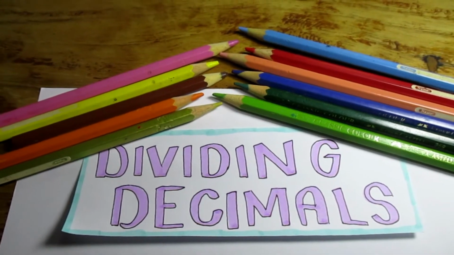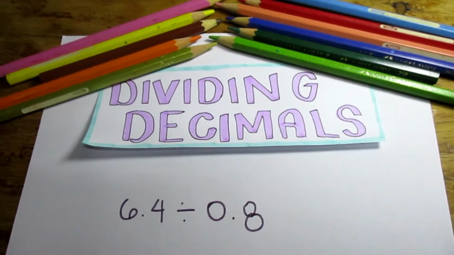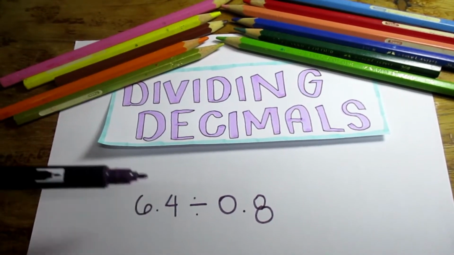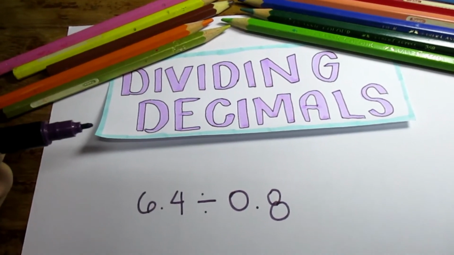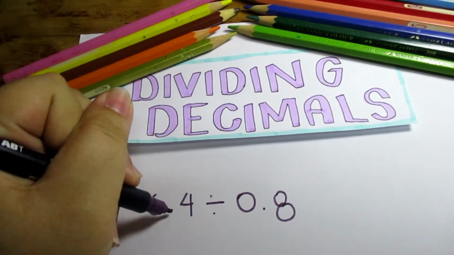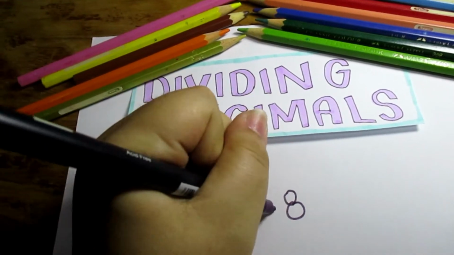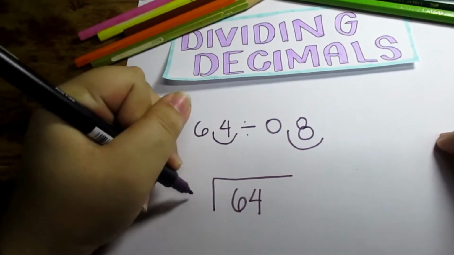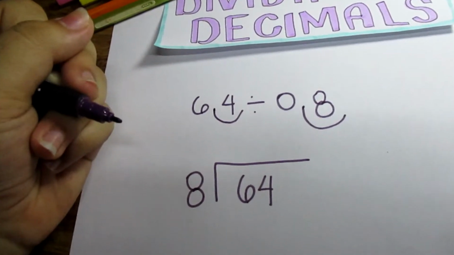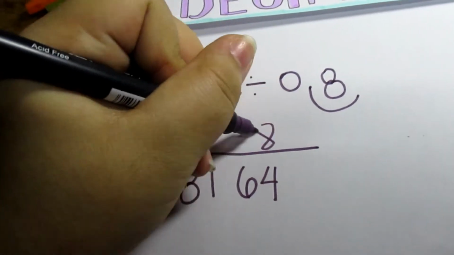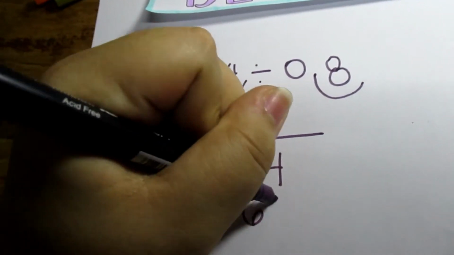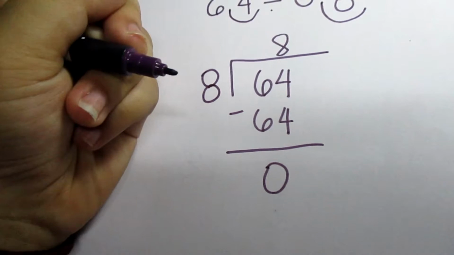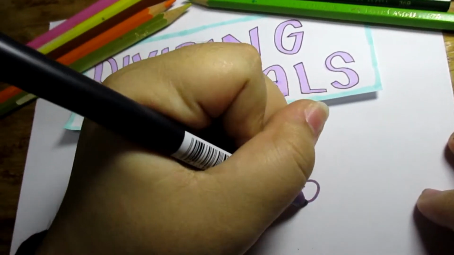Dividing decimals. So here's an example. 6.4 divided by 0.8. First, we must move the decimal point to the right to make them a whole number. So, move once to the right. Then it becomes 64 divided by 8. So 64 divided by 8 is equal to 8. 8 times 8 is 64. 64 minus 64 becomes 0. So the final answer is 8.